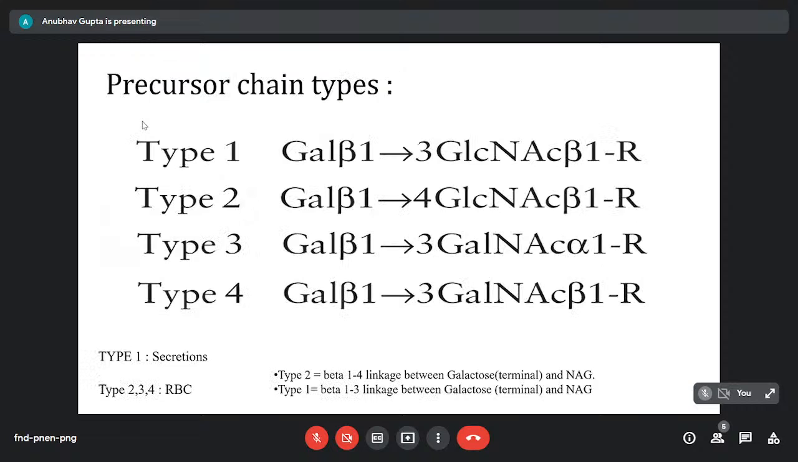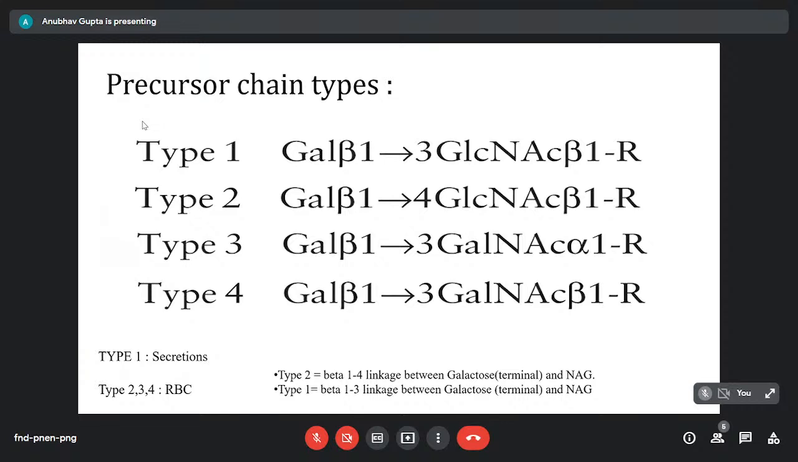So how does the antigen form? For the formation of an antigen, we have four types of chains. What are these chains? These chains are type 1, type 2, type 3, type 4. We have type 5 also, but for this present class, I will be talking about the type 1 and type 2 chain only.